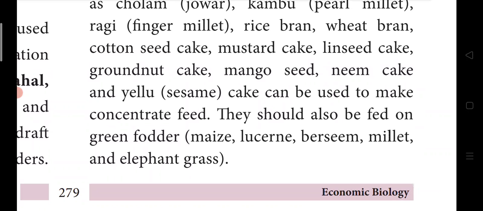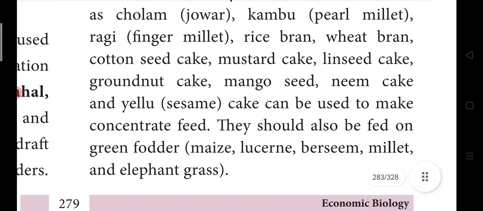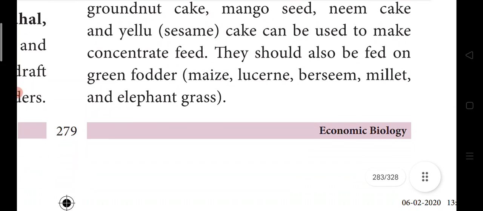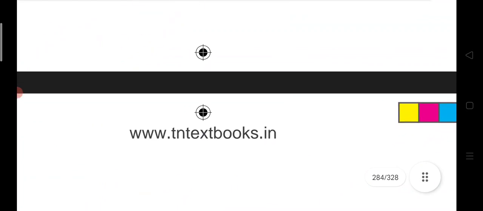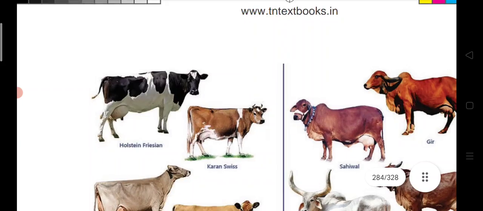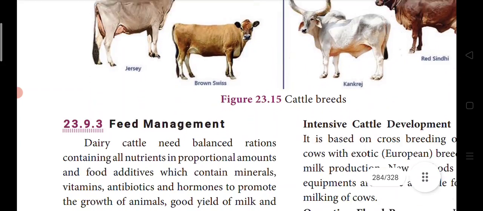Roughage means it is just grass and straw. They should also be fed green fodder, that is maize, lucerne, berseem, millet and elephant grass. If you see here, there are a few pictures and a few varieties of cattle breeds given here.